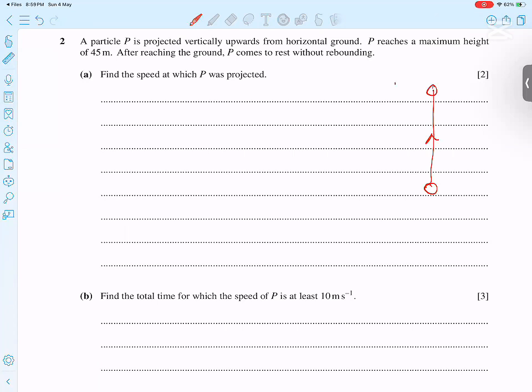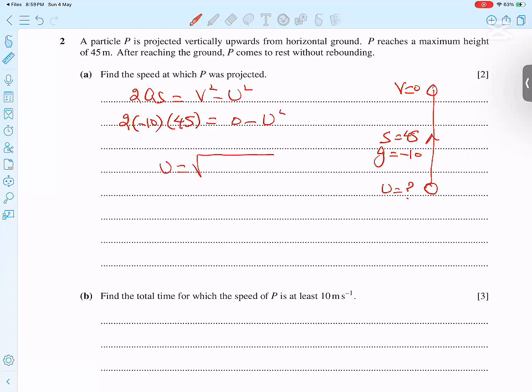minus u squared. And s is 45 meters. Last, zero. u is unknown. So if I take a root, negative negative cancel, I get 900, and the root of 900 becomes 30 meter per second.